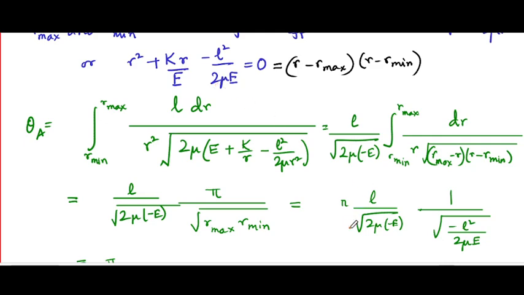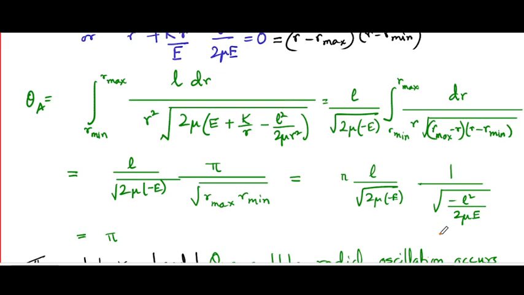So this expression works out to be pi times L over root over twice mu into minus E, which was already there, times 1, of course the pi has been taken out here, divided by square root of the product of the roots, which is minus L square by twice mu E, and everything cancels out. So we are left with theta a being simply pi.